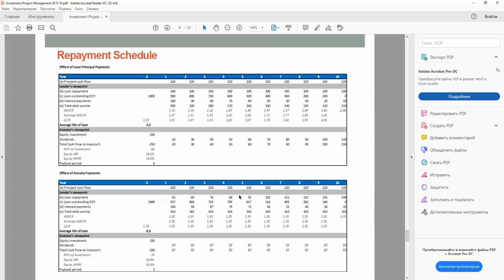It also leaves the project with a lower ADSCR in the early years, just at the time when project cash flows are more likely to be affected by startup problems. The standard approach is therefore to use an annuity repayment structure, which keeps principal and interest payments level throughout the long term. This can be illustrated by simplified examples in the tables. Here are the results, and I will switch again to the Excel.